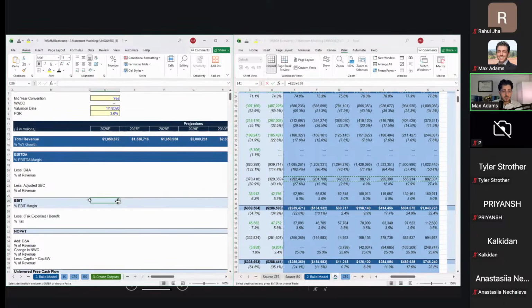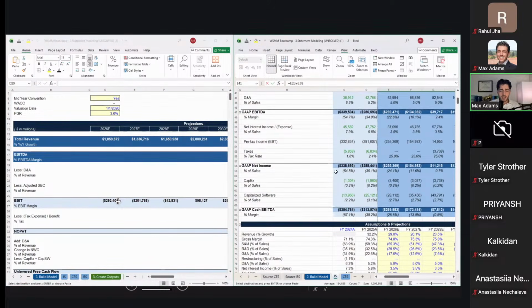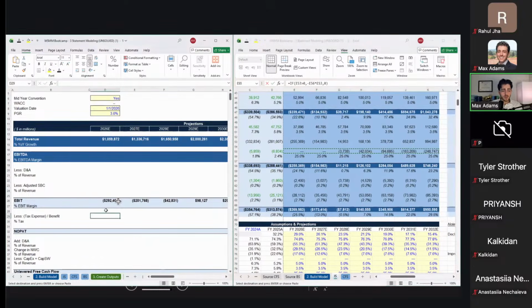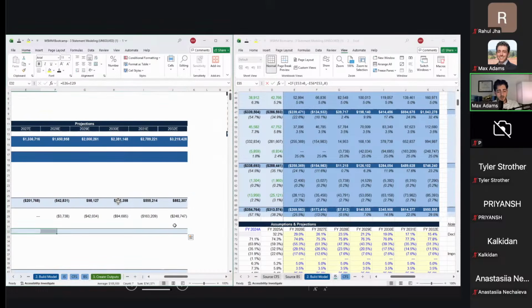And so we'll skip to the EBIT, and then we're going to subtract out the taxes. And so we know what the taxes are, and that's going to get us to NOPAT. What we're trying to do here is get to unlevered free cash flow, which is the basis of a DCF that gets us to enterprise value. So I'm going to take the EBIT, subtract out the taxes, and get us to our NOPAT.